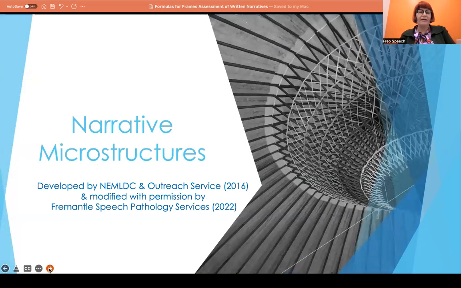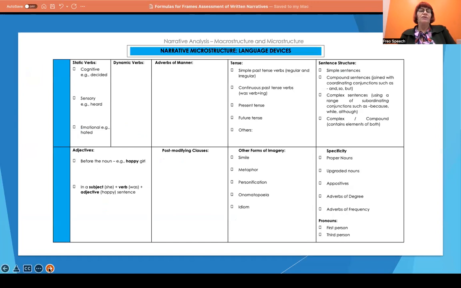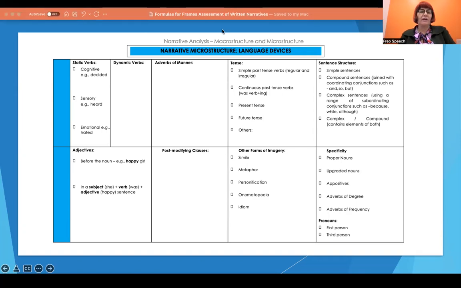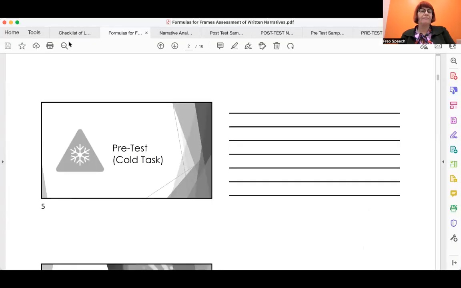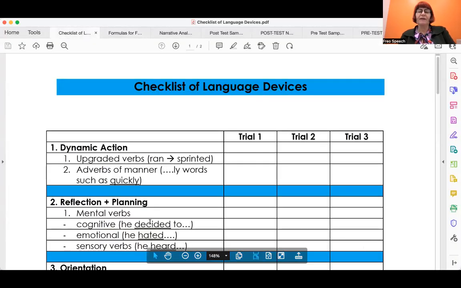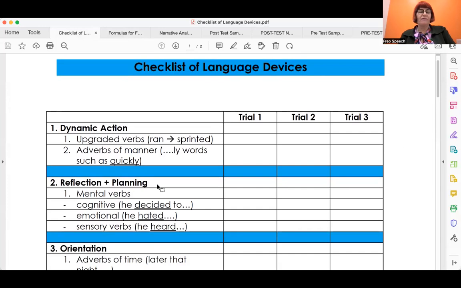So let's have a look at the narrative microstructures now. What I've done here is tried to include all the narrative microstructures. I might just flick onto a different share, which would be this share, onto the checklist. If you've done the webinar about language devices, you will recognize these from that. So just a very quick overview of these.